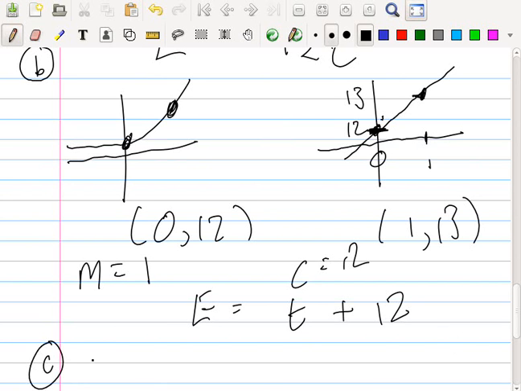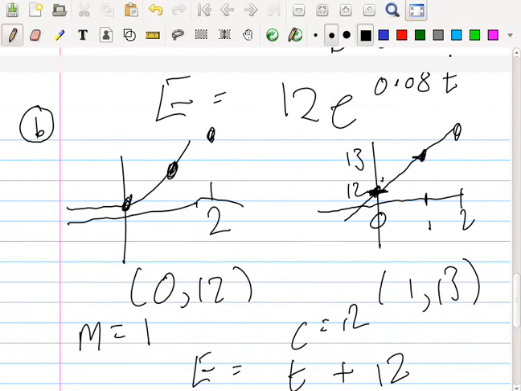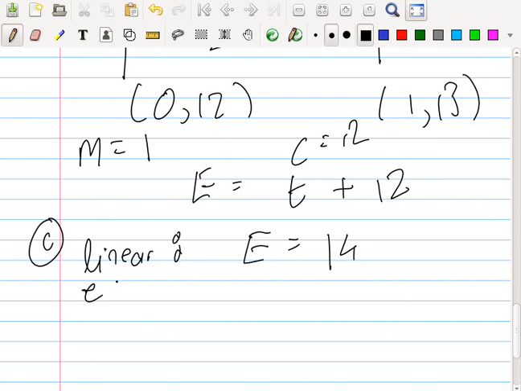The last part is I ask you to calculate the difference between the two models at the end of the next year. So in other words, here when t is 2, and here when t is 2, how much energy is predicted by each model. So if I put the linear model first, when t is 2, what's the energy? 2 plus 12? 14 megawatts a day. Now if I go back up to the top of the page and put t is 2, this is the exponential model. 14.08 and so on.